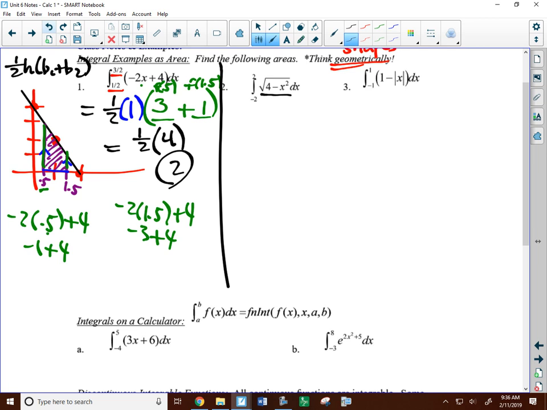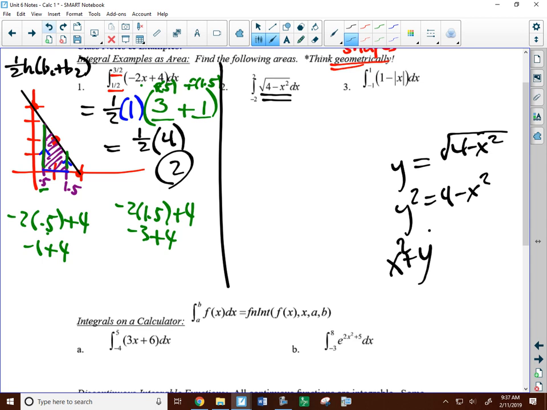So let's go to 2. Here's the function from -2 to 2. Again, you can put this in your calculator, but anybody know what that's going to be? If I set that equal to y and squared both sides, and then added x squared, I'd get this. You recognize that from geometry? x squared plus y squared equals 4. I'm just looking for the shape.